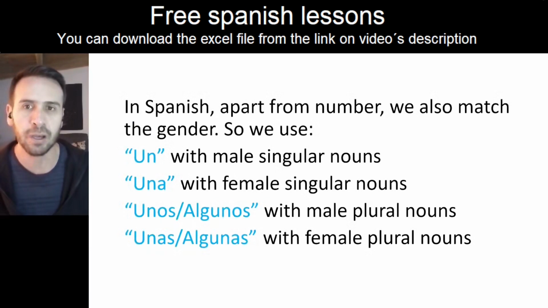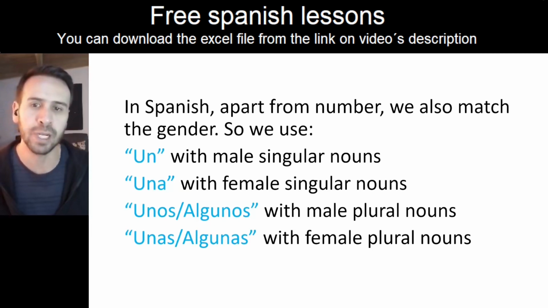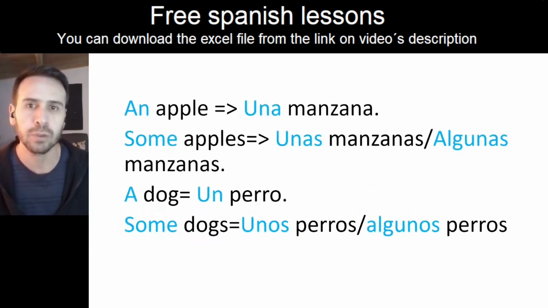In Spanish, apart from number, we also match the gender. So we use un with male singular nouns, una with female singular nouns, unos, algunos with male plural nouns, unas, algunas with female plural nouns. An apple, una manzana, some apples, unas manzanas, algunas manzanas. A dog, un perro, some dogs, unos perros, algunos perros.